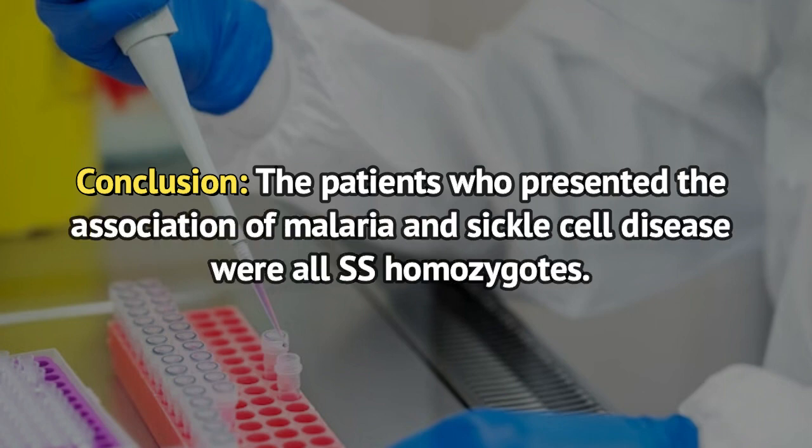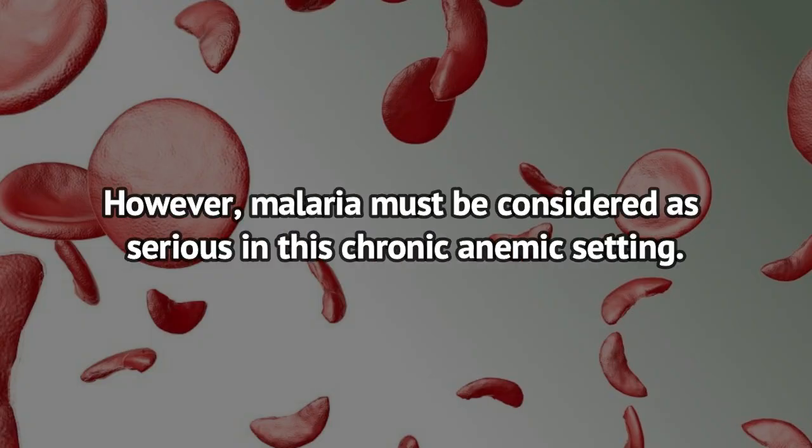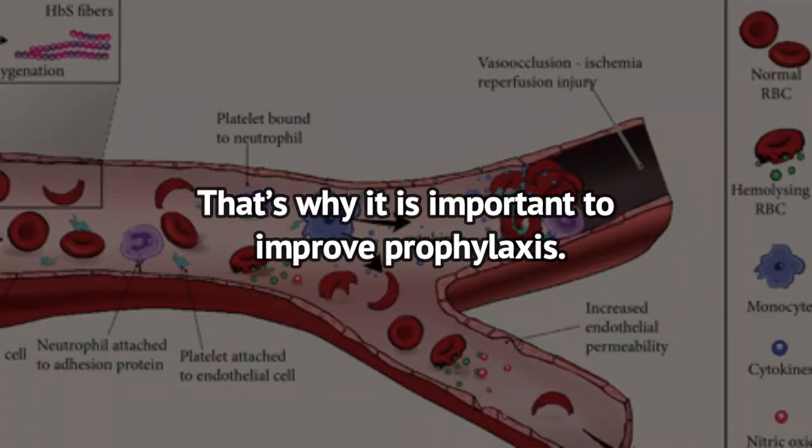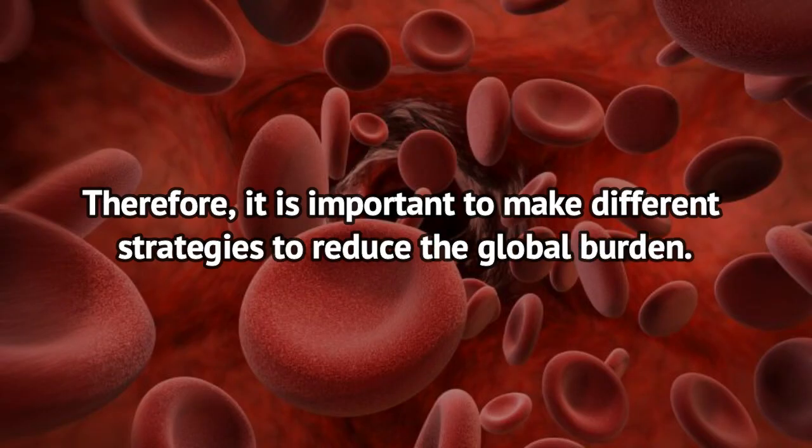Conclusion: the patients who presented the association of malaria and sickle cell disease were all SS homozygotes. However, malaria must be considered as serious in this chronic anemic setting. That's why it is important to improve prophylaxis. Therefore, it is important to make different strategies to reduce the global burden.